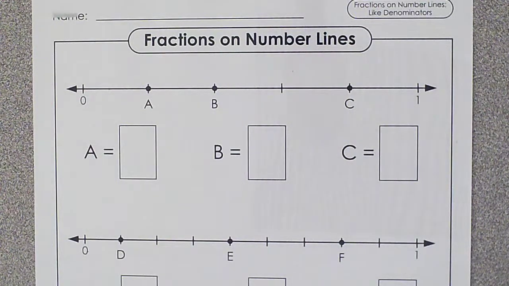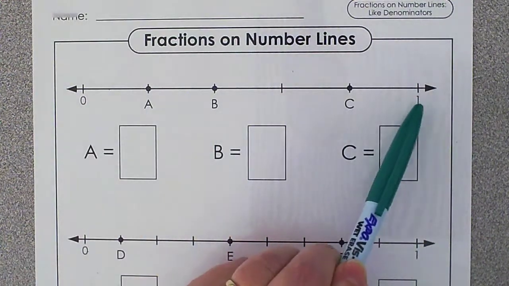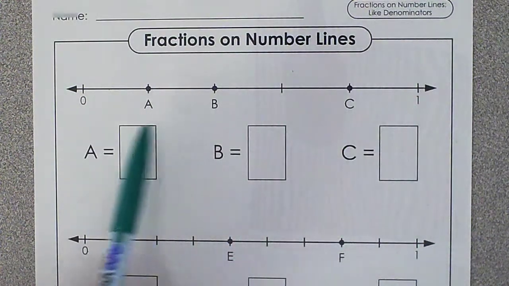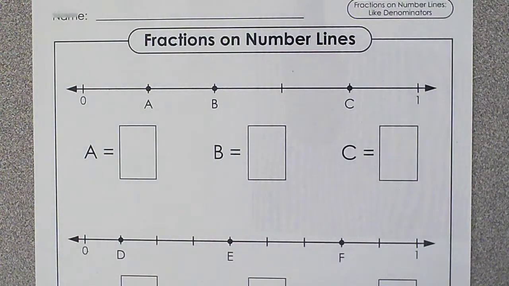Today we're going to look at fractions on number lines. We know this is a fraction number line because it begins with a 0 and ends with a 1. Therefore, we know this is a fraction number line.